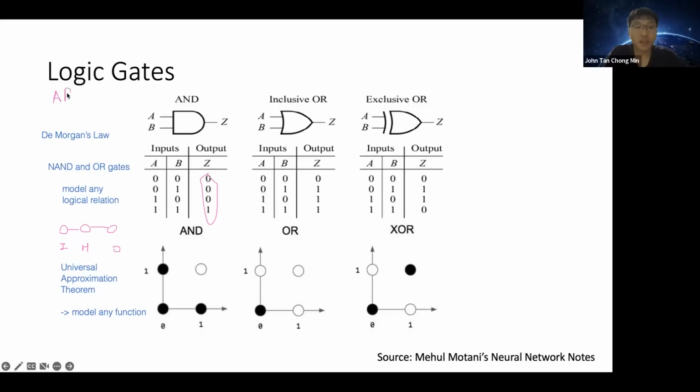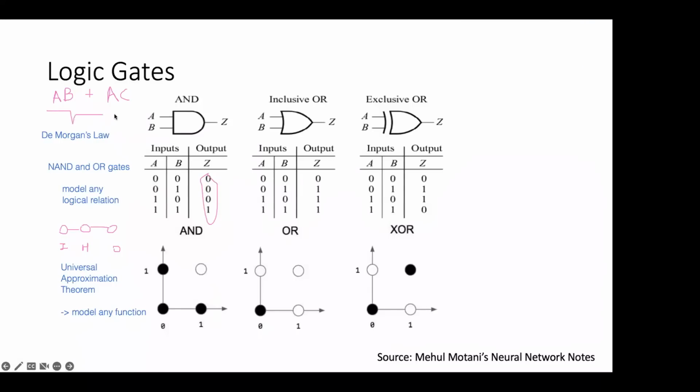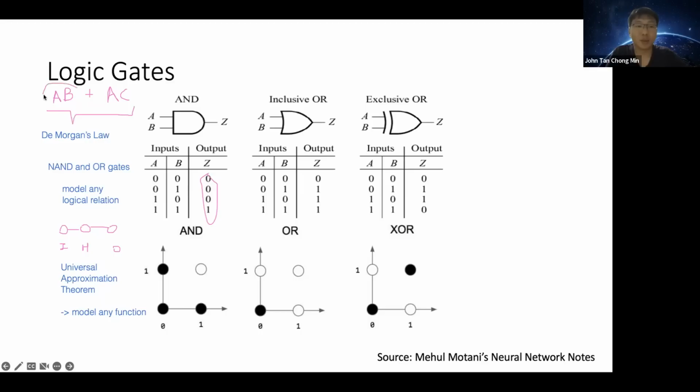In the end, what the logic will look like is probably AB plus AC. There's a way to transform multiplication into addition using De Morgan's law. Ultimately you have a sum of products, and then you can model each of them by a logic gate. This plus is the OR, and this is the AND. So in the end, you have a series of relations like that.